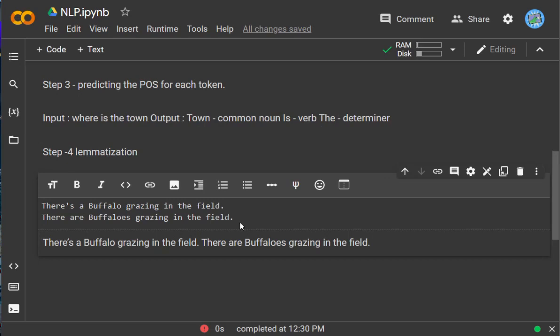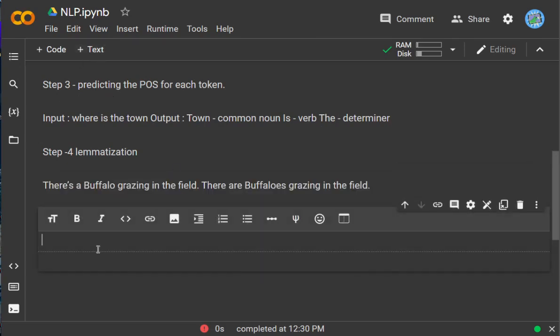Now we jump to step 5. Step 5 will be identifying stop words.